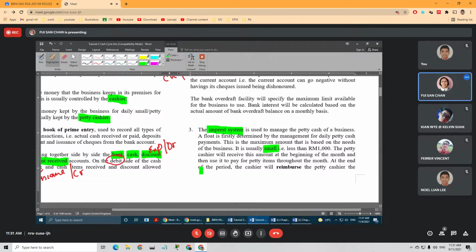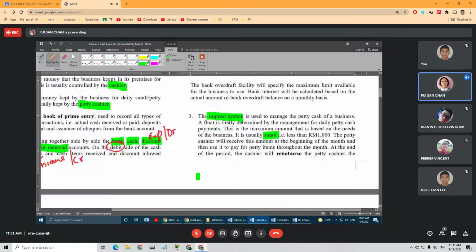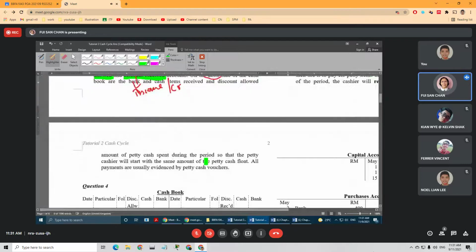Yeah, like I say, if the maximum is 500, let's say we keep 500 petty cash in the office. If at the end of the month I only use 430, then the petty cashier will get 430 to continue for the coming month. So spend during the period so that the petty cashier will start with the same amount. Every month the petty cashier will start with the same amount, that is 500 from my example. Okay, so these are the theory.